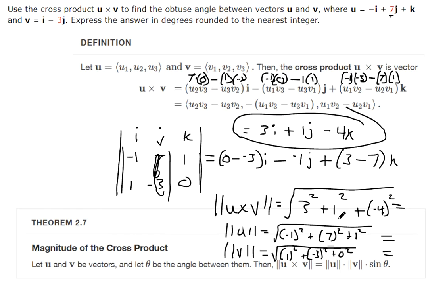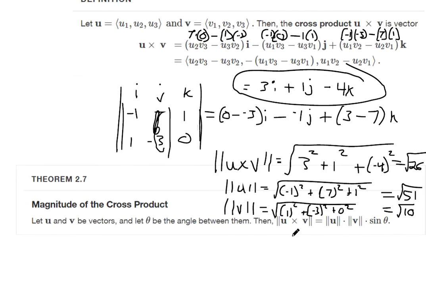Okay, so 9 plus 1 makes 10, 10 plus 16 makes 26. 9, 10, 26, yeah. 1 plus 40, so this is 49 plus 1 makes 50, 50 plus 1 makes 51. And then this is 1 plus 9 makes 10, so that's the square root of 10 here.